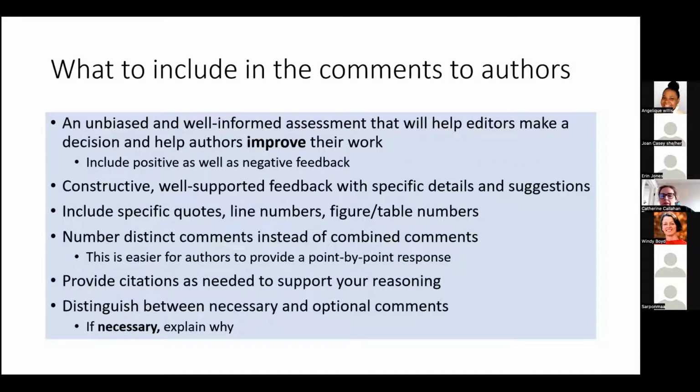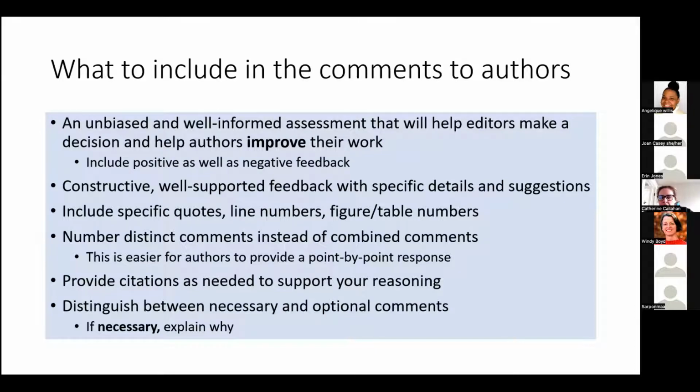When you're drafting your comments to the authors, you should include an unbiased and well-informed assessment that will help the editors make a decision, as well as help the authors improve their work. So when you're thinking about major concerns, you should include potential solutions. When you're writing your comments to the authors, include positive as well as negative feedback. This will help the editors make their decision. If you only include negative feedback, the editors will think that the paper is not very good. Whereas if you thought the paper was pretty good, but you just had some suggestions, that's less clear if you don't include the positive feedback.